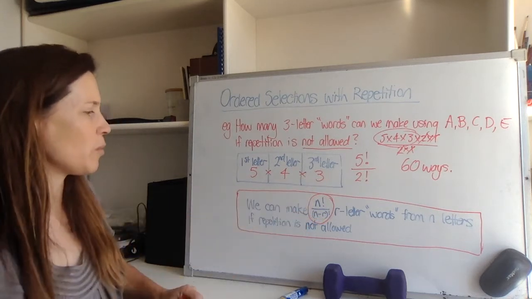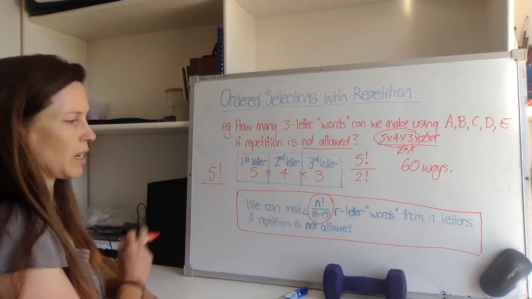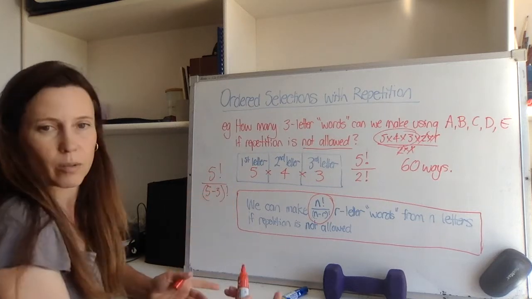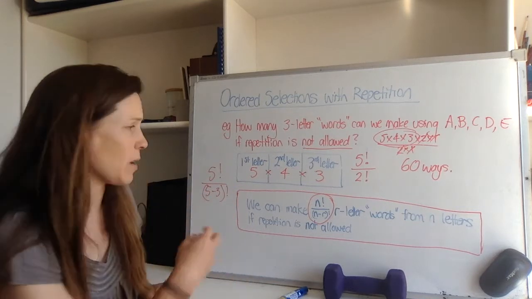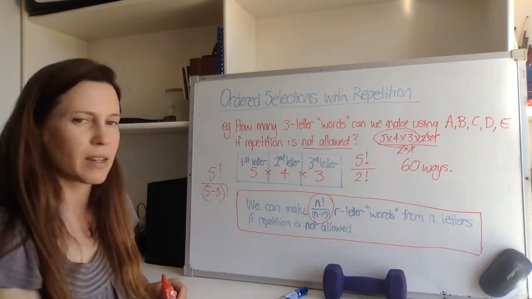And in this example, we would say we'd need 5 factorial on the top, and on the bottom we need 5 minus 3 factorial, which is of course 2 factorial. And that method of unrolling helps us to work these sorts of questions out quite quickly and easily.